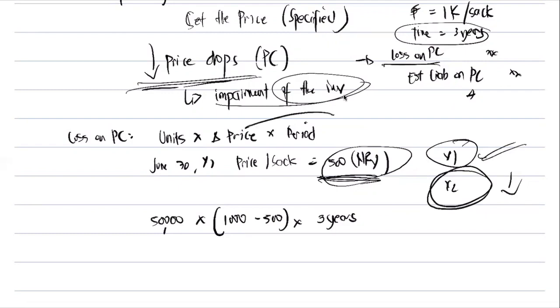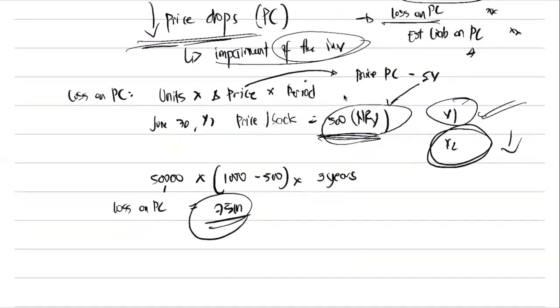Sir, how do we compute your change in price again? That is the price per purchase commitment less the salvage value of the particular inventory. Or this salvage value is also known as your NRV. Okay, so how much is our loss on purchase commitment? Our loss on purchase commitment is 50,000 times 500 times 3 years. We have 75 million loss on purchase commitment.